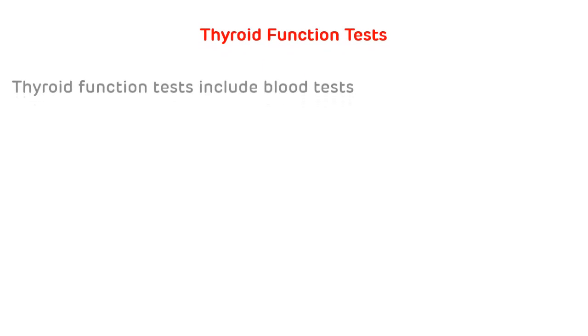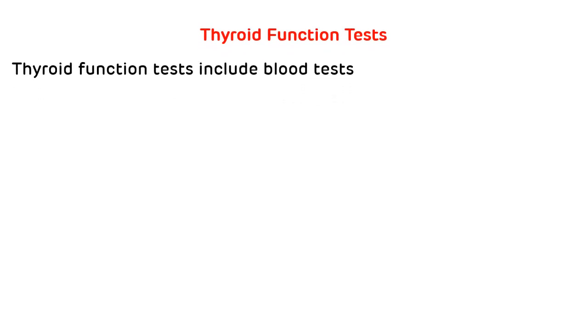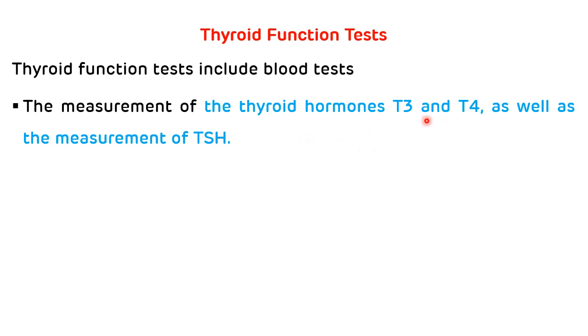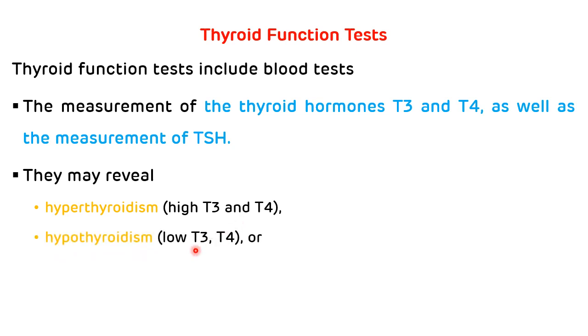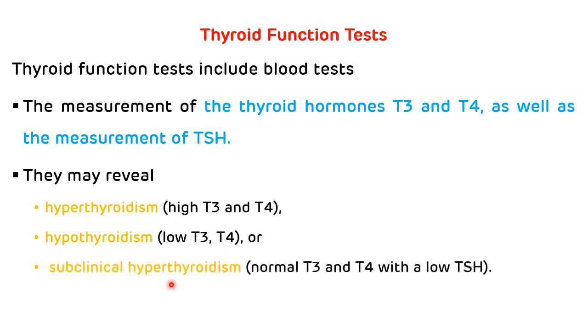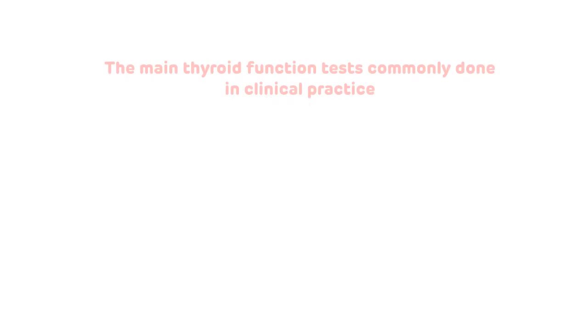Thyroid function test include blood tests like measurement of thyroid hormones T3 and T4 as well as the measurement of thyroid stimulating hormone, and they may reveal hyperthyroidism, which is associated with high level of thyroid hormones, hypothyroidism, which is associated with low level of thyroid hormones, or subclinical hyperthyroidism, which is associated with normal level of T3 and T4 with low level of thyroid stimulating hormone.